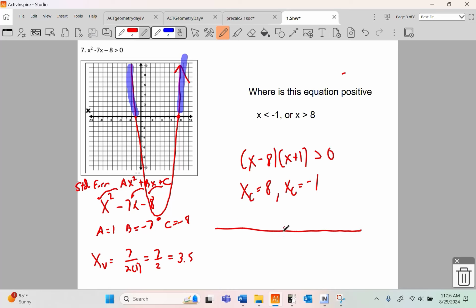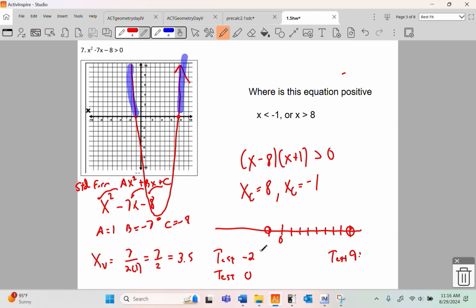And what you do is you put things on a number line. Open hole because I can't be those things. Open hole. And then I test around these values. So I'm going to test something less than negative 1, which is negative 2. I'm going to test in between, which is 0. And then I'm going to test something bigger than 8, which is 9.